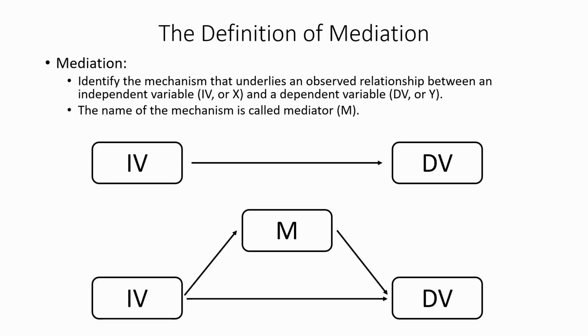Visually, we can put the mediator on the top of the IV and the DV. There's a few letters that we can use to represent all these relationships. First is the letter C, the letter A, letter B, and the letter C apostrophe. On the next page, I'm going to explain what these letters mean.